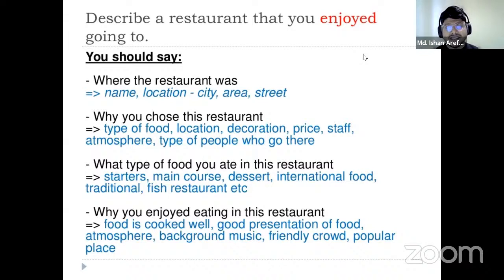What type of food did you eat in this restaurant? Now you can say that, as I have already told you, I am a biryani lover, so there is no way of eating other food in a restaurant. So I ate biryani in that restaurant. So first, you're starting with your common interest, and you're using present tense. And then when you're talking about your occurrence of visiting that restaurant, you're talking in past tense. So these are the things that you need to consider when you're giving your speech.